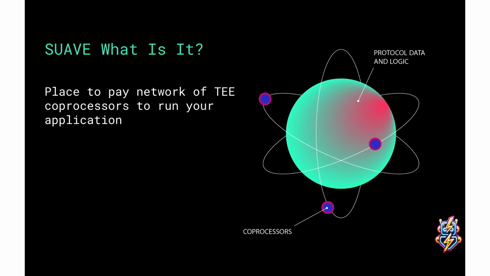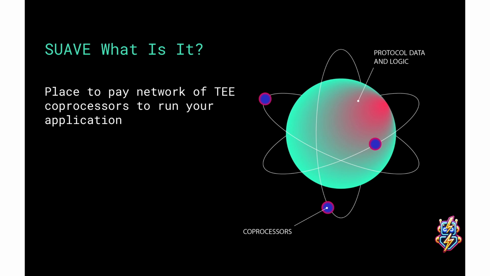Next, SUAVE is a place to pay a network of TEE coprocessors to run your application. Similar to the paradigm of smart contracts on Ethereum today, where you can simply submit your program and it just runs autonomously, a network of TEE coprocessors allows you to do this as well.